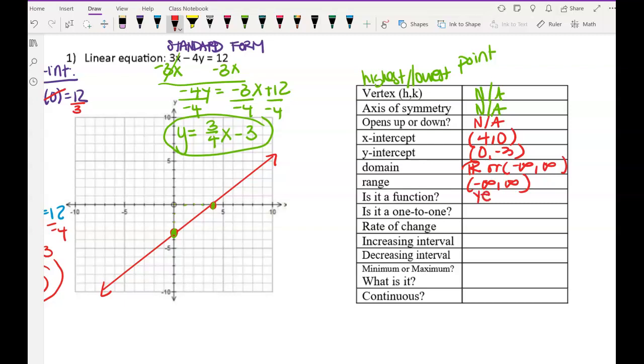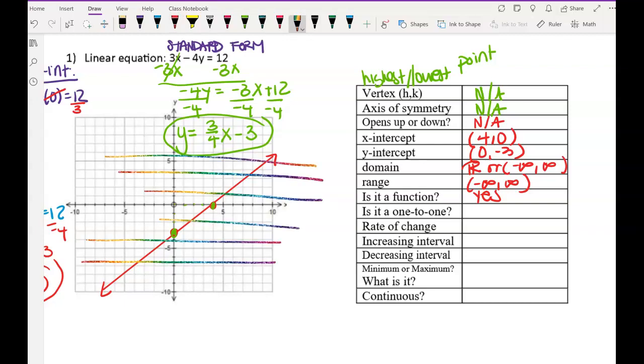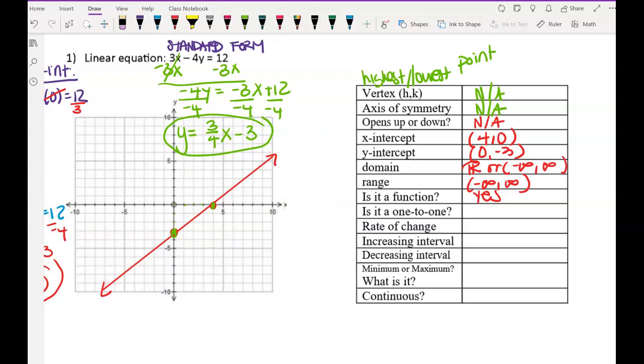It's definitely a function. Now, you guys remember, it's a 1-to-1 if it passes a horizontal line test. So we could make any horizontal line we want, and it should only intersect it no more than once. So in this case, it is a yes.